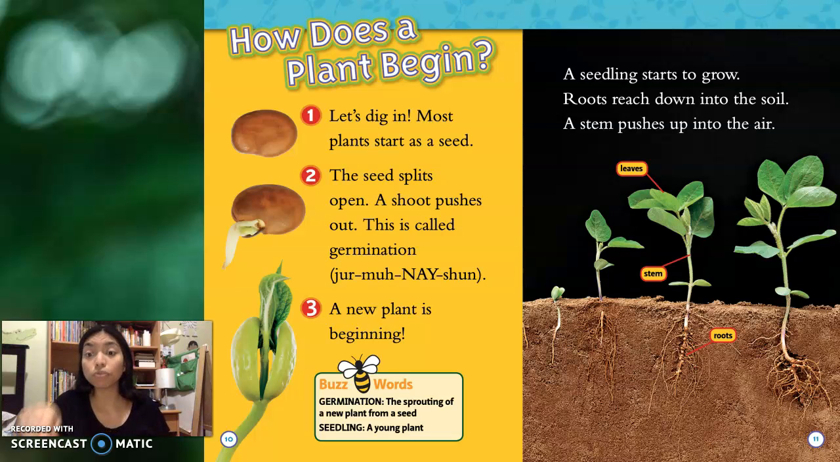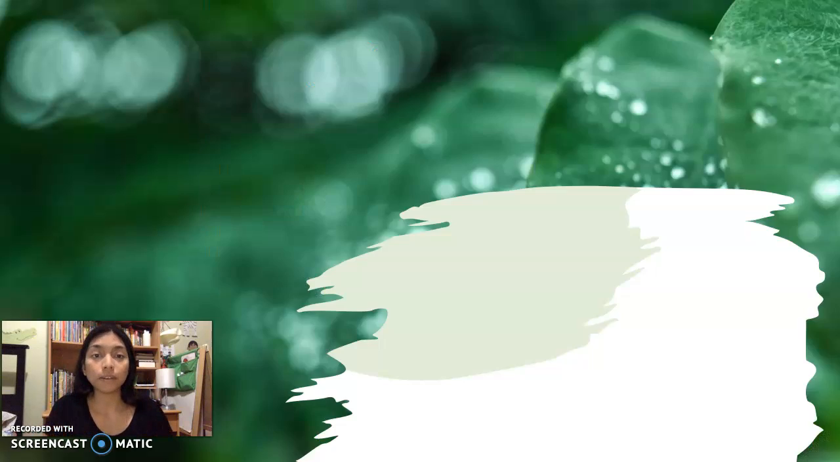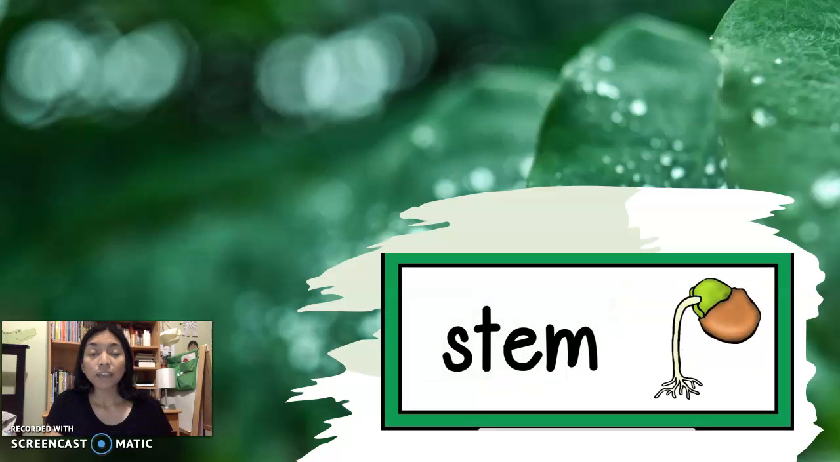As you can see, the roots reach down into the soil and a stem pushes up into the air. Just like I mentioned before, roots are underground, we don't see them, and then we start to see a stem pushing up into the air. Now we're going to continue with our word stem. This is our next vocabulary word. Stem begins with the letter S, then comes T-E-M, stem.